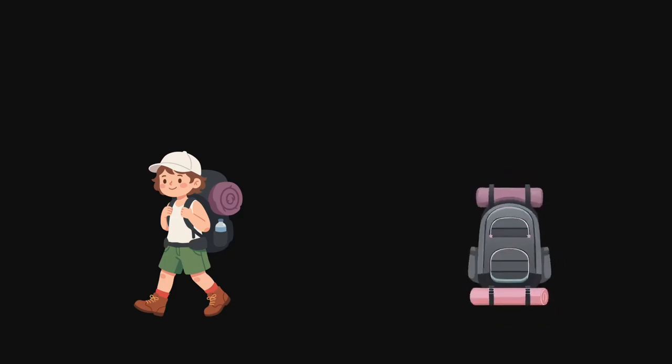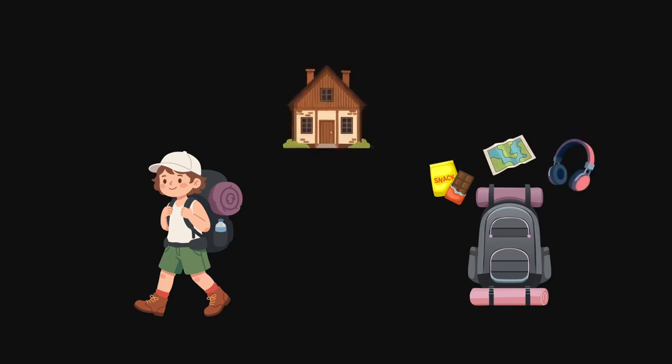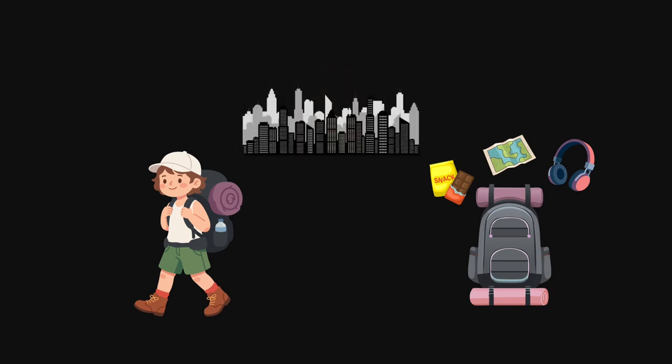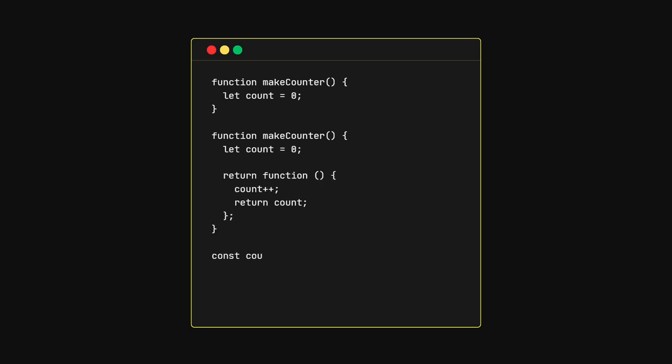Closures. This one sounds scary, but it isn't. Here's the mental model. Imagine you're going on a trip. You pack some things in your backpack, your snacks, your map, your headphones, and you leave home. Even when you're far away from home, you still have those things. You didn't leave them behind. That's a closure. A function that takes some variables with it even after the outer code that created them is done running. Here's the code version.